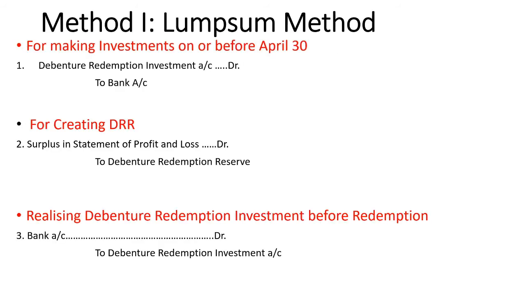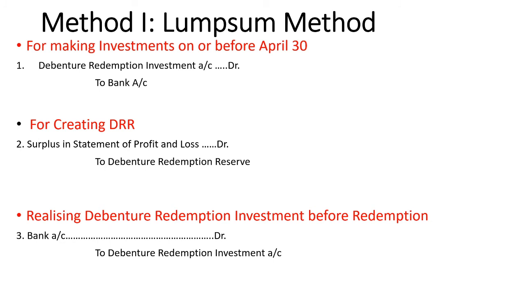Let us now study journal entries under lump sum method. The very first journal entry will be about the investment. Journal entry will be debenture redemption investment account debited to bank account. If company is planning to redeem debentures of rupees 10,000, then this journal entry will be passed with the amount of rupees 1500. Second journal entry will be about creating debenture redemption reserve.